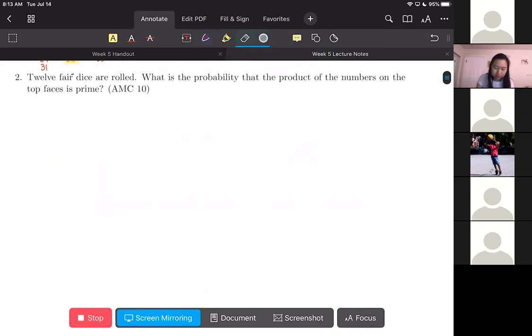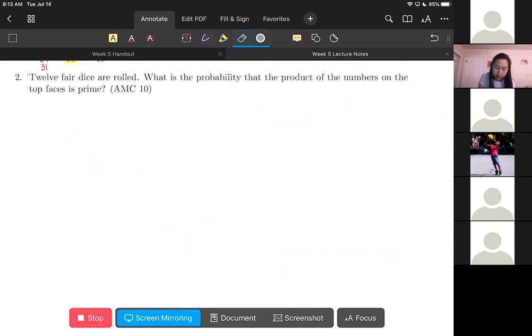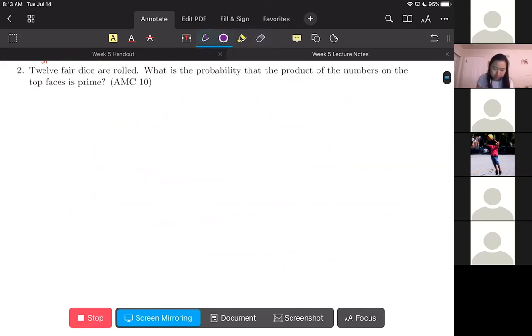So this is a different question. It says 12 fair dice are rolled. What is the probability that the product of the numbers on the top faces is prime? So there's a lot going on here. There's a little bit of number theory and there's probability.